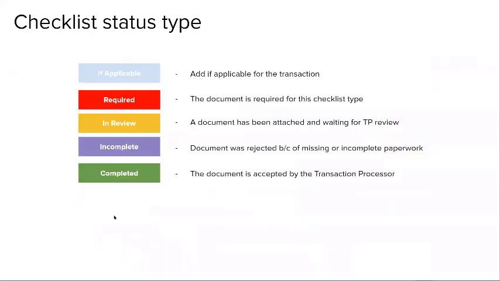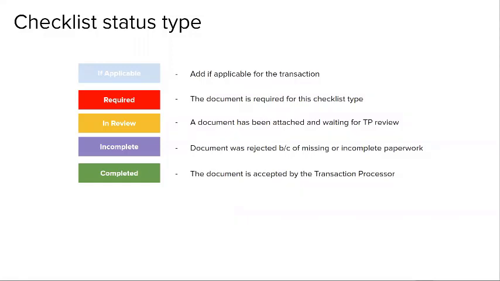There's a few different status types that you might see. When you're initially looking at a checklist or as you're getting started, you might see the light blue, which is if applicable. This means that it may not be a document that is required for your region for the type of transaction, but it's something that you may need in certain circumstances. You also would see required. This means that the document is required for you to submit.